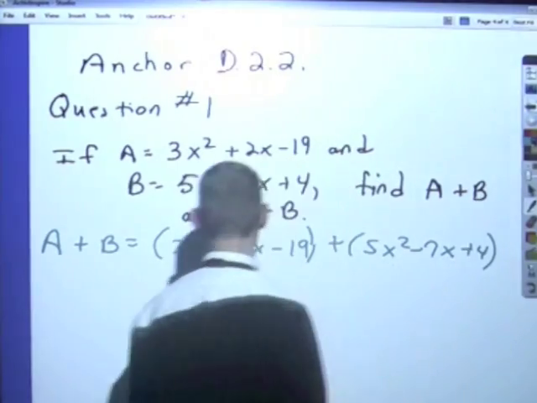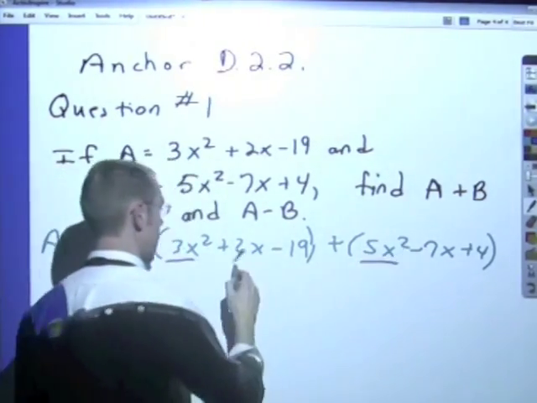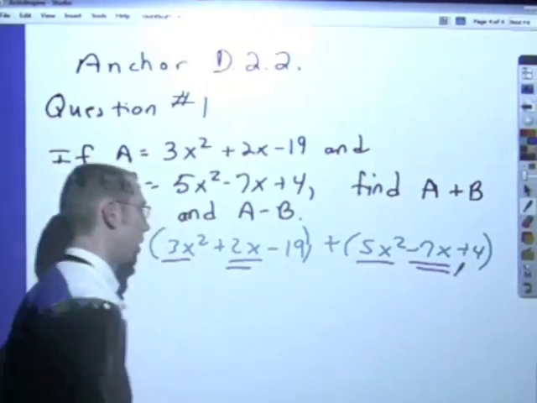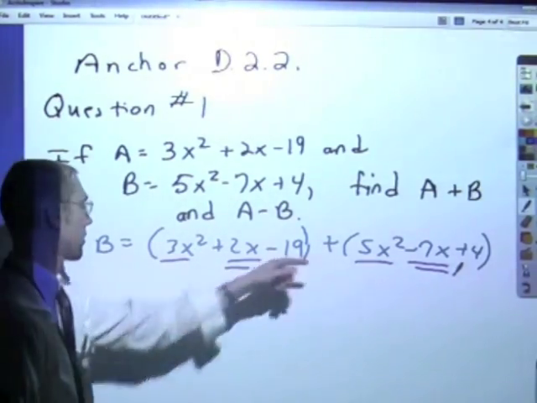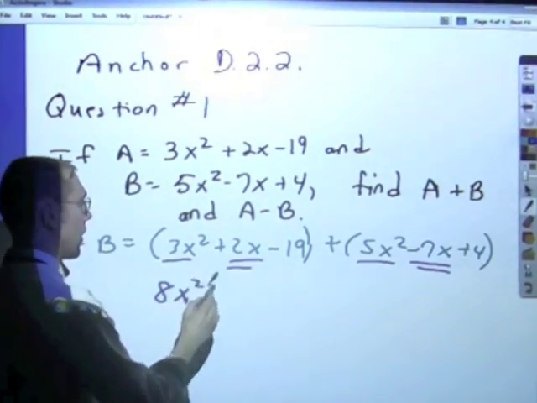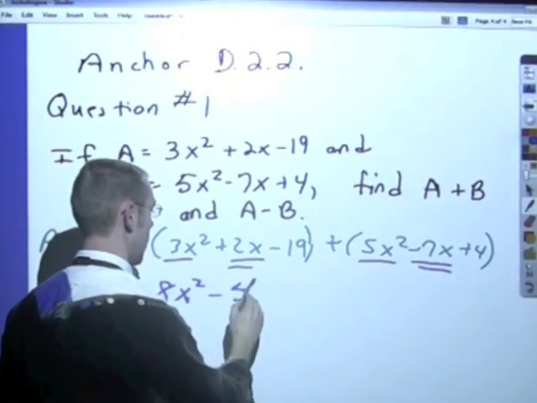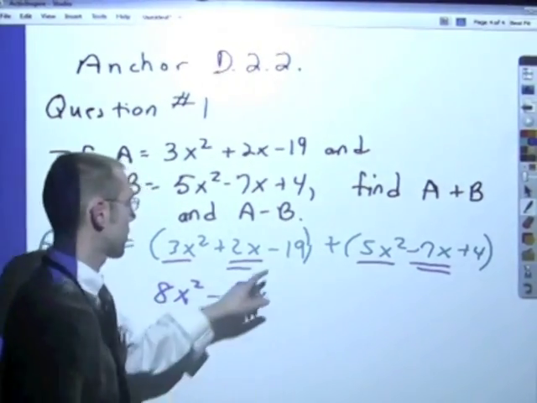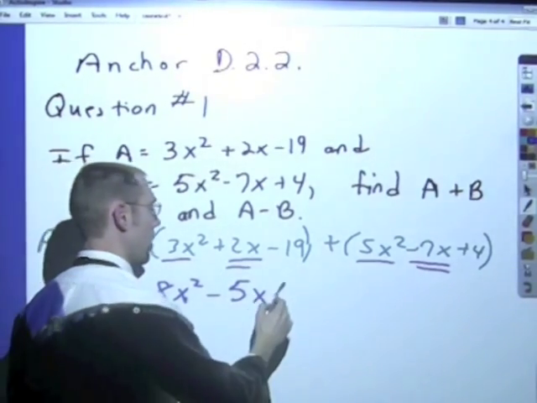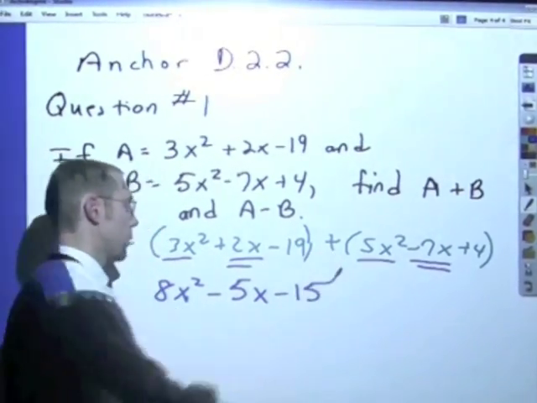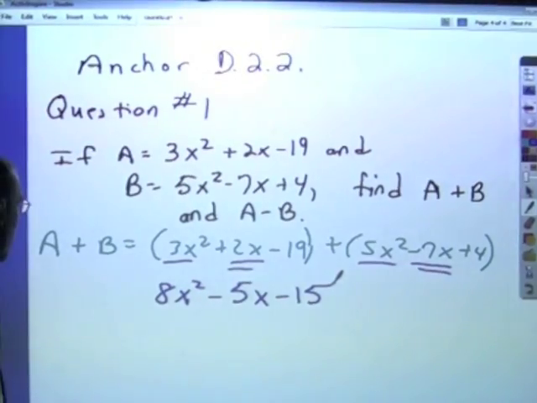So I'm going to find my like terms. That's a like term with that. It's a like term with that. And I'm good to go. 3 plus 5 with the x squared is 8x squared. 2 minus 7 is going to be negative 5 with the x. And negative 19 plus 4 will give me negative 15. Okay? I am done. That's a plus b.